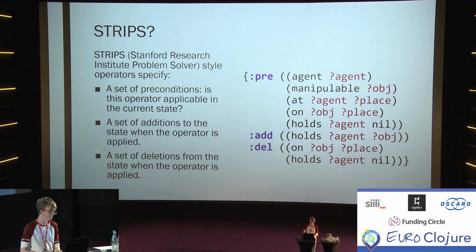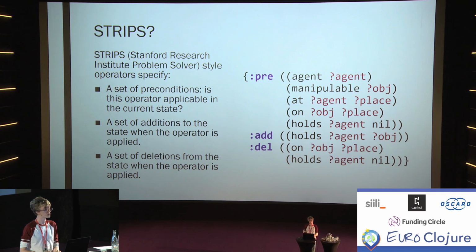In my mind, anyway. So our preconditions are our agent needs to be an agent, meaning it needs to be animated. We can't have the keg of beer take the celery off itself. We need to have a manipulable object in order to pick it up. We need to be at the same place as our object. So our agent needs to be in the same place as our keg of beer, and the agent's hands need to be empty. Holds agent nil.